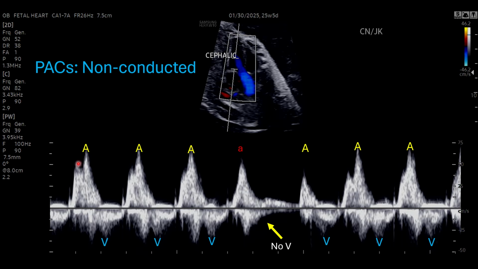Now the same thing happens here with this mitral valve inflow, aortic valve outflow. We see the A to V, A to V, nice normal A to A intervals, V to V intervals all conducted. Here's the premature atrial contraction. This interval is slightly shorter than the others, and you have no V wave happening here. This is a non-conducted premature atrial contraction.